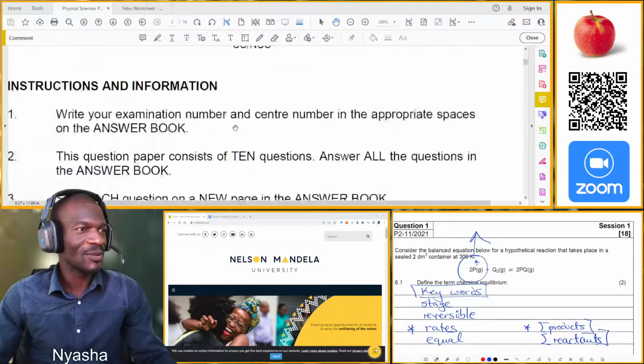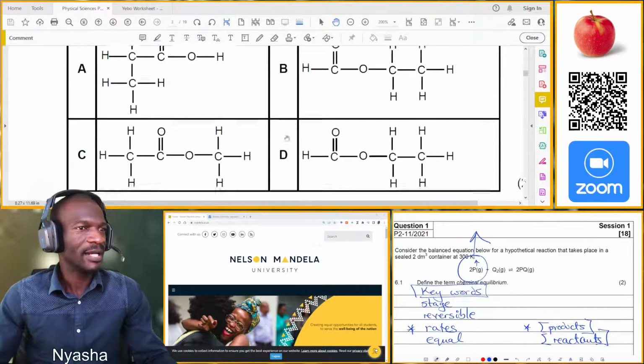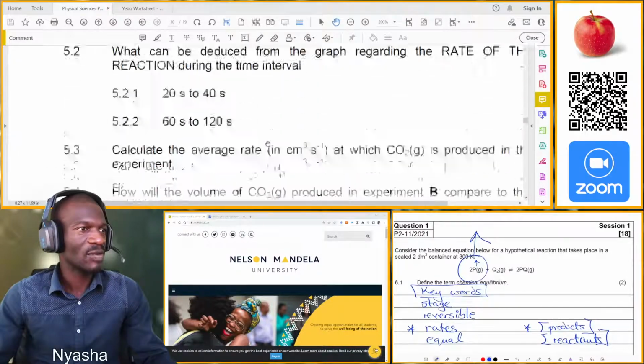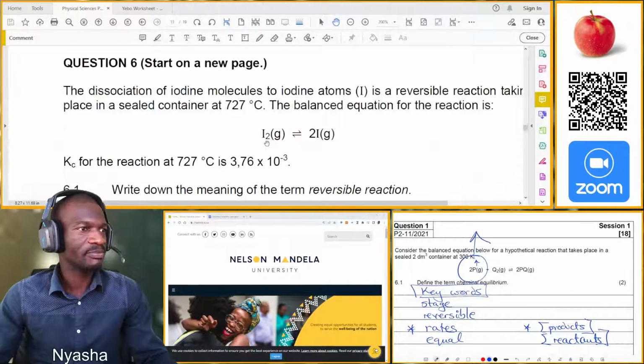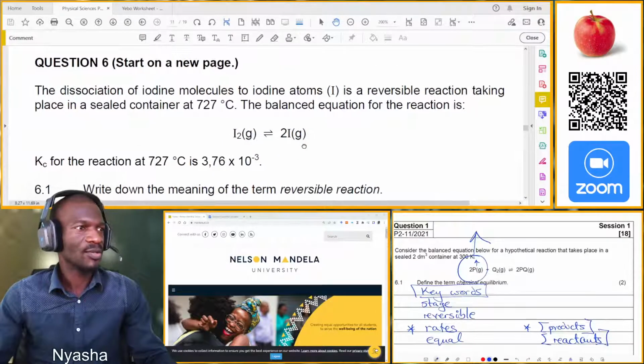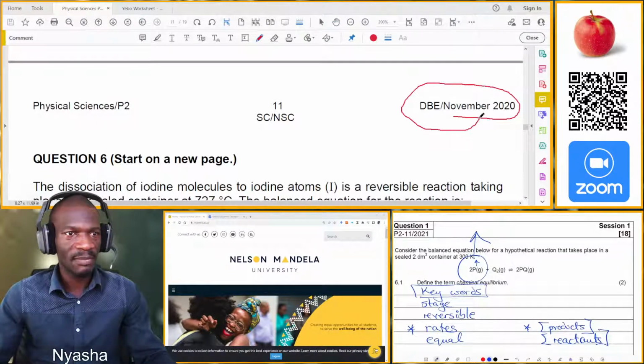So let me just scroll down and see if we will be able to see this paper well. We want question number 6, right? Question number 6 focuses on chemical equilibrium. Question number 6, there we go. So this is your question number 6 for the 2020 paper. So this is what you can see here. This is for the November 2020 paper.